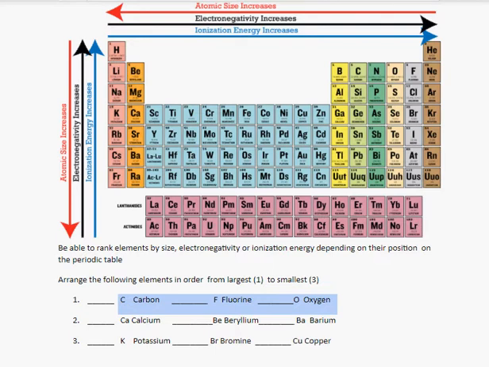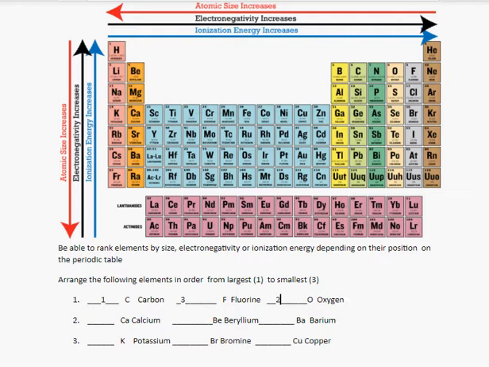Oxygen is the next guy on that line. So that one's going to be a little bit smaller than carbon, so that's going to be the second biggest. And then fluorine, which is the guy at the end, that's going to be the smallest. So the way this works, this is going to be 1, this guy is going to be 3, and this guy is going to be 2.